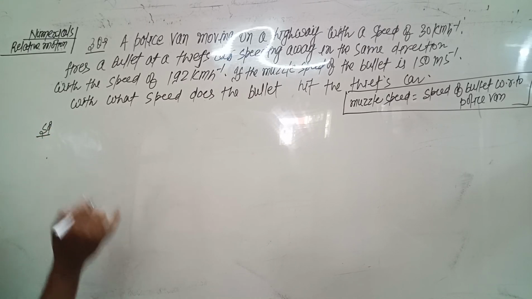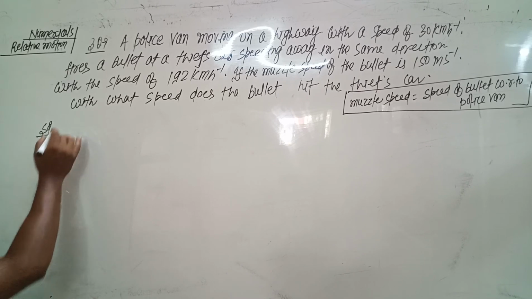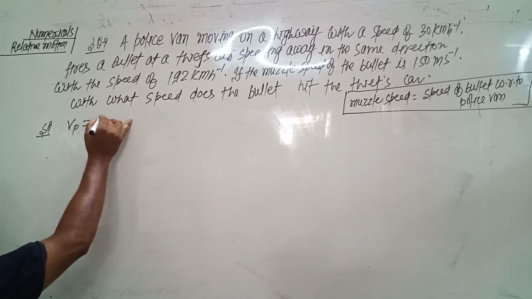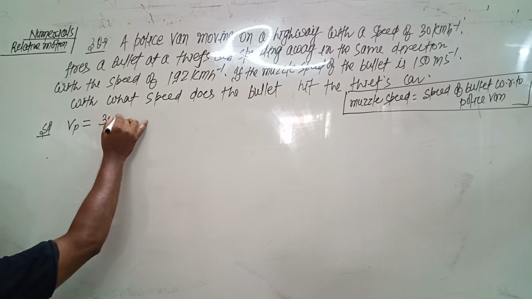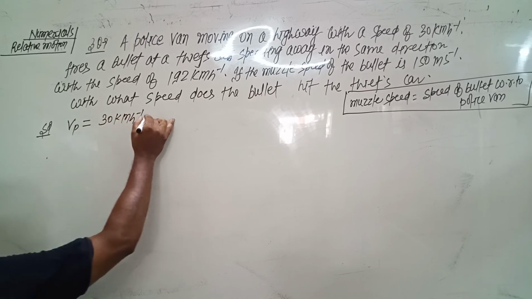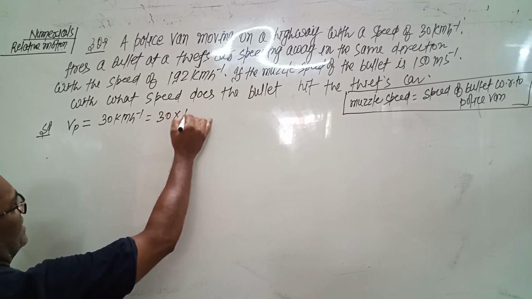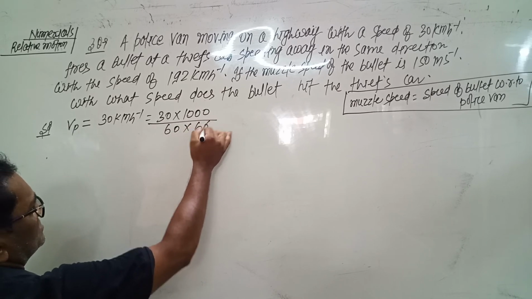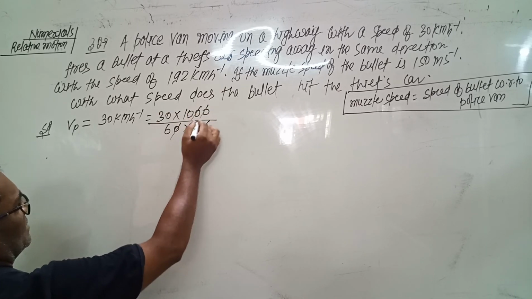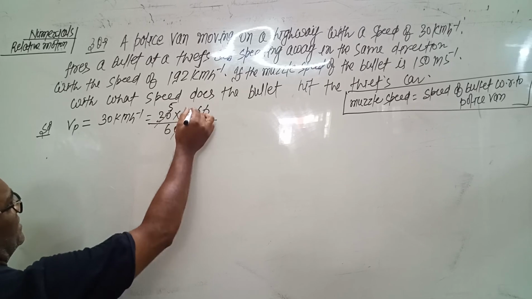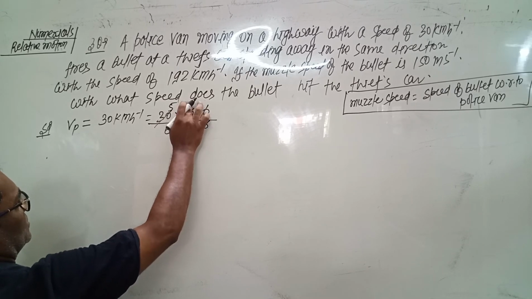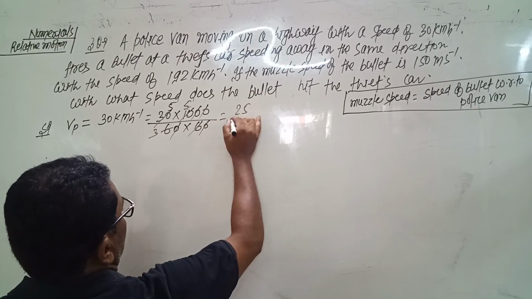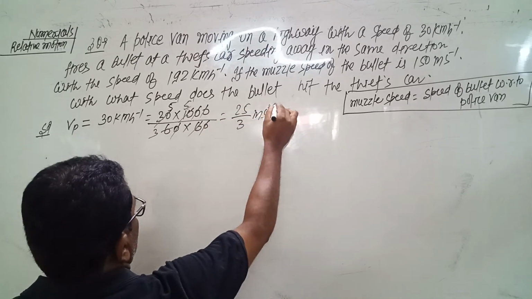We will convert it into meter per second. So speed of police van VP is 30 km per hour. So it would be 30 into 1000 divided by 60 into 60. This is 25 by 3 meter per second.